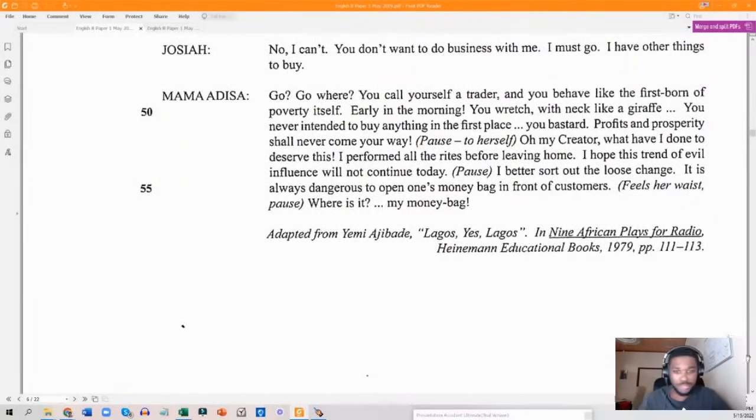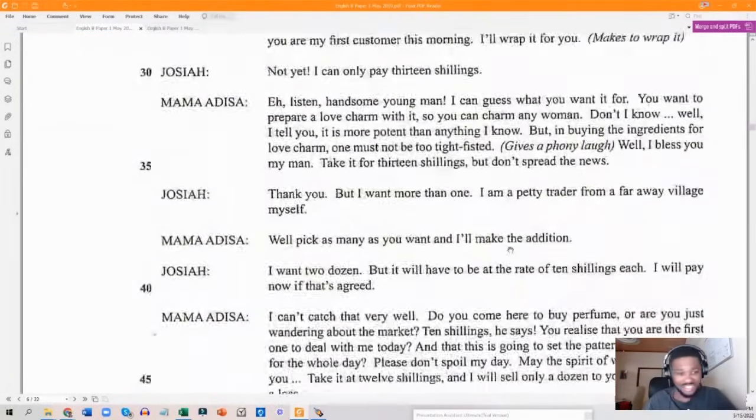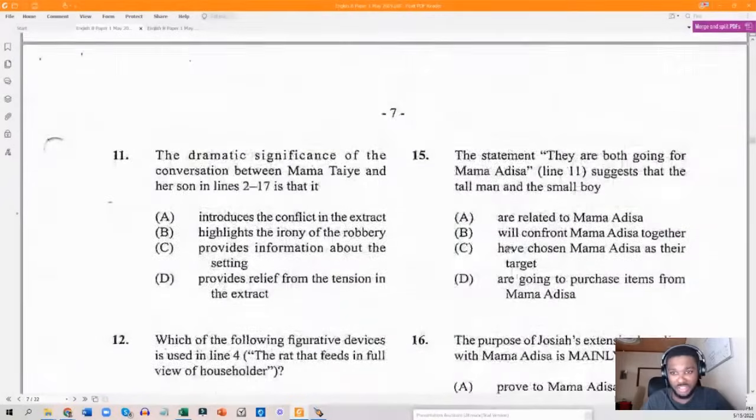All right, so that's the passage. That is the passage. A very interesting passage, quite humorous. And it follows the Jaguda boys. It follows a woman who gets scammed. It's a pretty interesting passage.